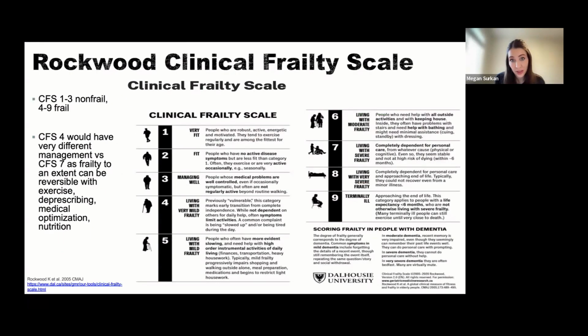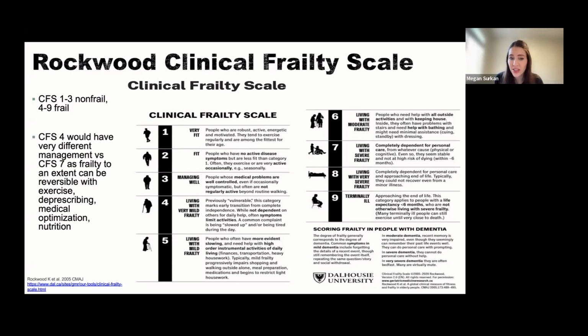This is the Rockwood Clinical Frailty Scale that many of us are likely familiar with. It's got 9 potential options here. So 1 to 3, someone is not frail, and then 4 to 9 is considered frail. And really, anyone who's a 9, we probably shouldn't be taking to the OR unless it's a symptom relieving procedure.